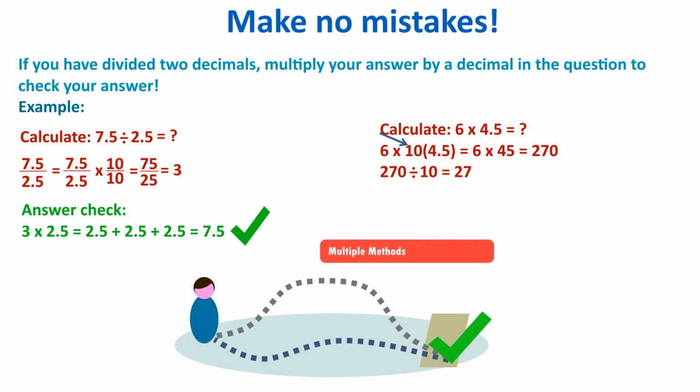Now let's say we finished the exam and we're checking through our answers. Well, we can use the same method as before. We just pick a number from the question here. I'm going to pick 6, and this time we can do 6 divided by 27 to see if we get back to 4.5. I'm not going to go through it here, but if you did the bus stop method, this is what you would get, and you can see that this is equal to 4.5, so we know we've got our answer right.